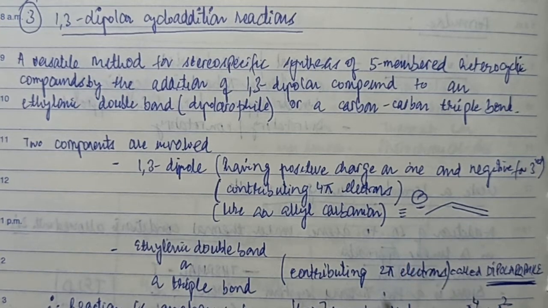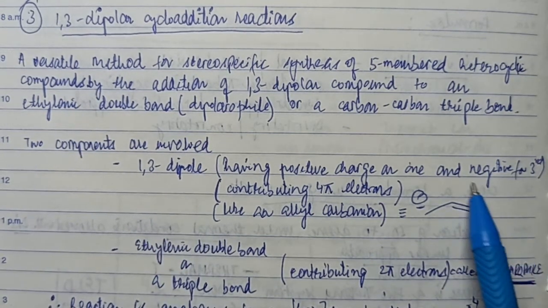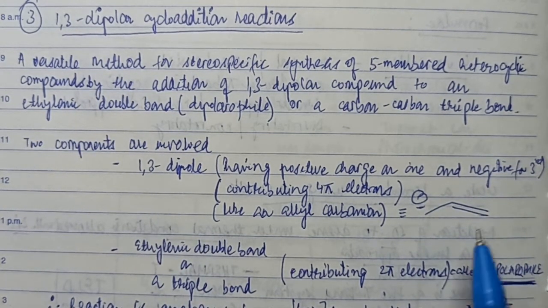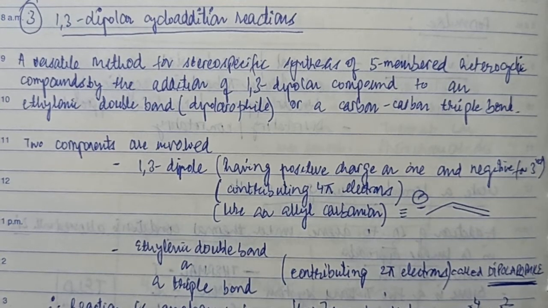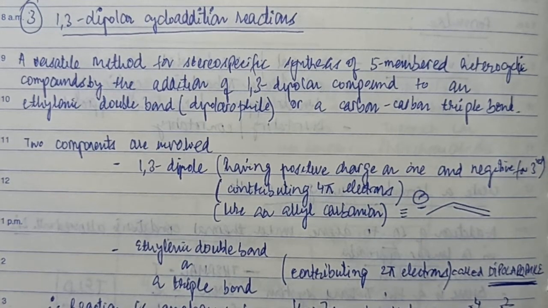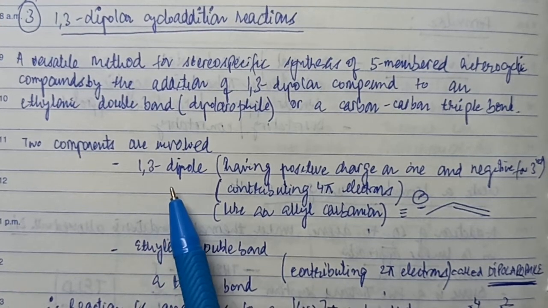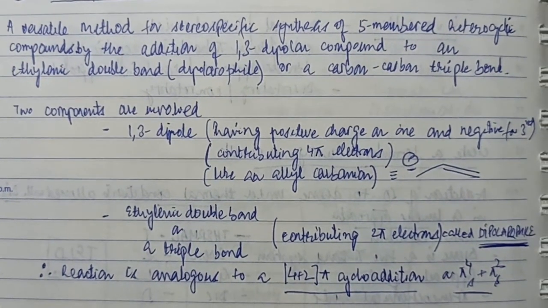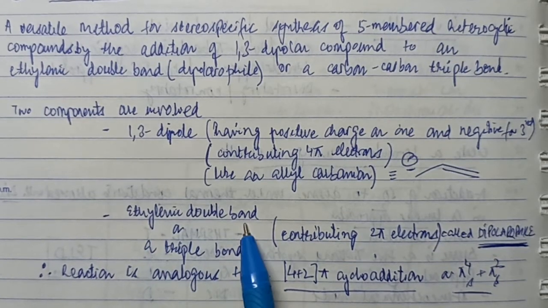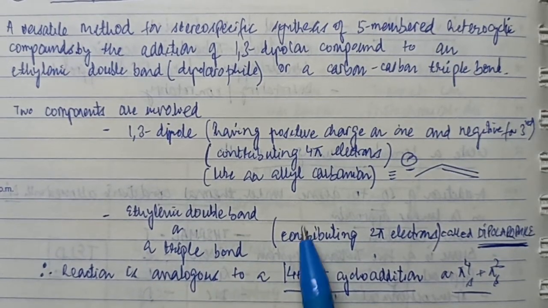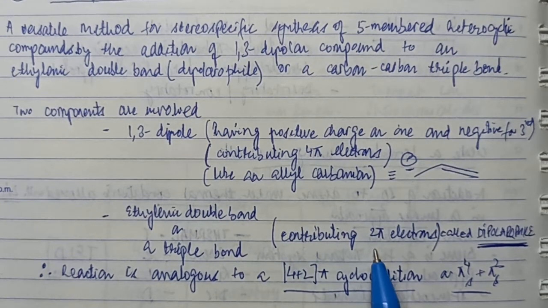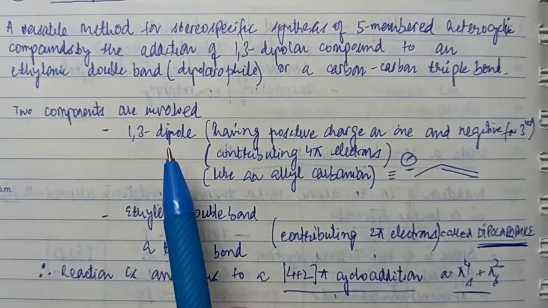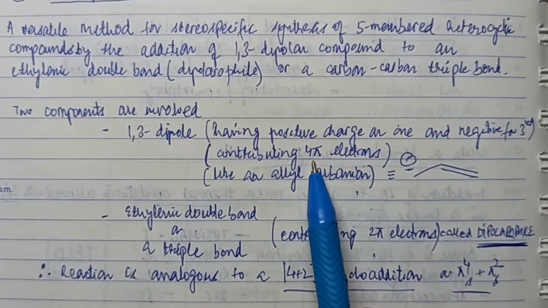and since it is 4, we can call it a 4 pi component. For example, as in the case of allyl carbonyls, even though the opposite charges are not depicted, those systems which have opposite charges on the first atom and third atom, a 3-atom system which contributes 4 pi electrons in cycloaddition reactions, would be called 1,3 dipoles. And the second component involved in these reactions would be either a double bond or a triple bond. Of course, a double or a triple bond will be contributing 2 pi electrons to the system. So the 1,3 dipole is contributing 4 pi electrons.